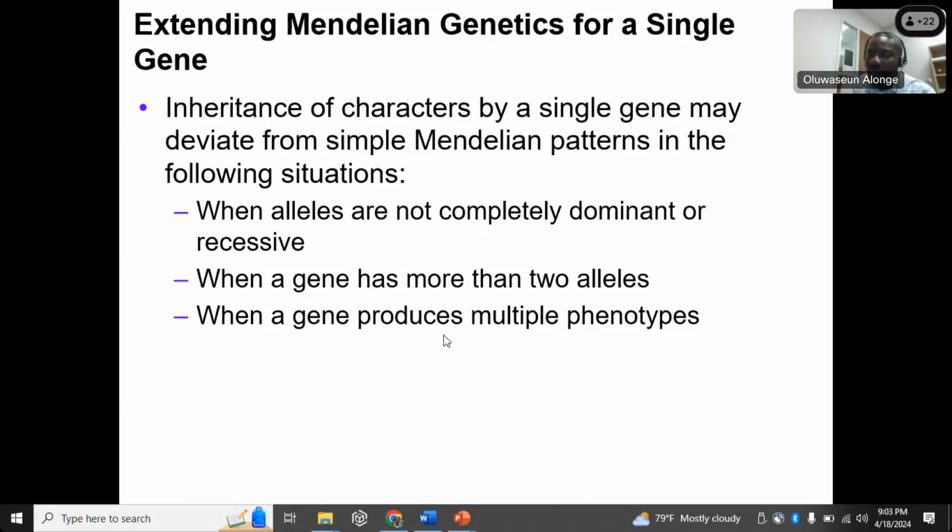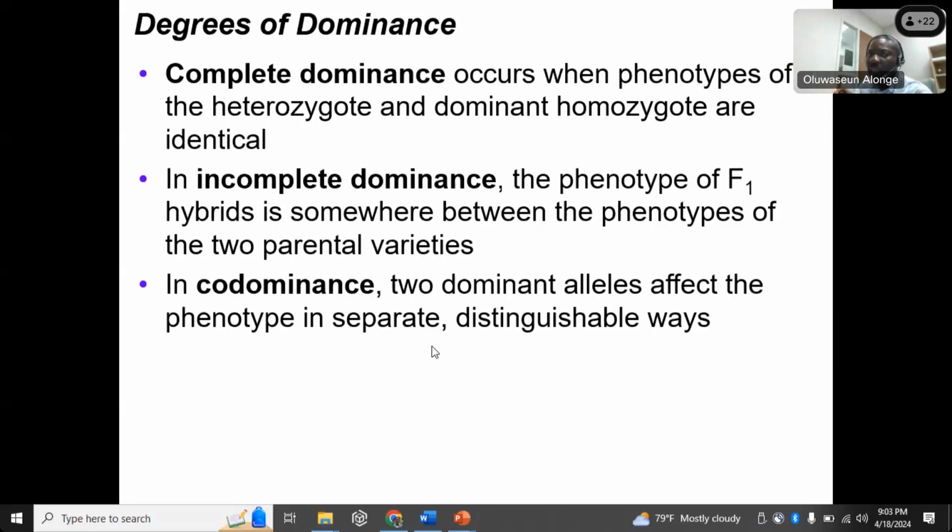When a gene has more than two alleles, how do we explain that? How do we explain when the gene produces multiple phenotypes? So let's go ahead and look at that. There's something we call the degree of dominance. Dominance is not always going to be 100%. There's a point when it is complete. When it's complete, that's the case of a purple and white flower mating, and then you see a purple flower. That's the case of a black and white dog mating, and you see black dogs alone in their offspring.